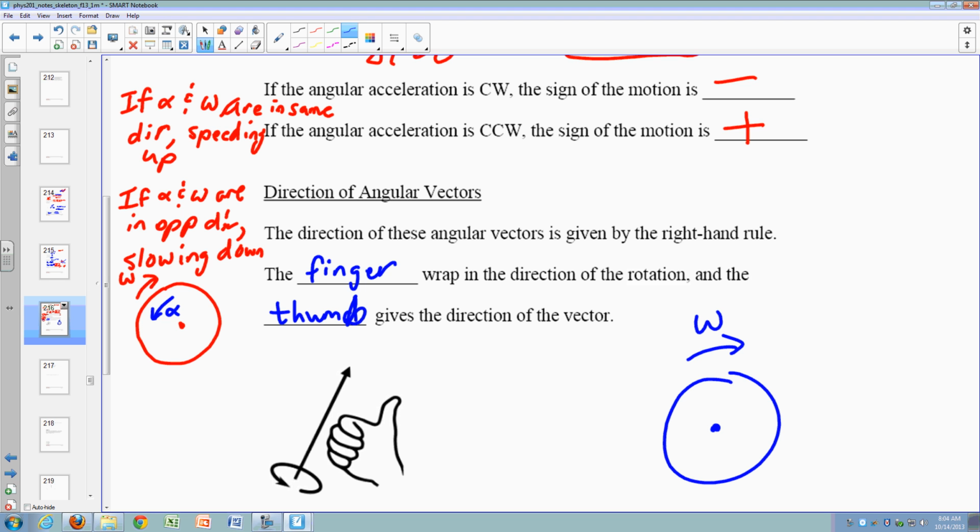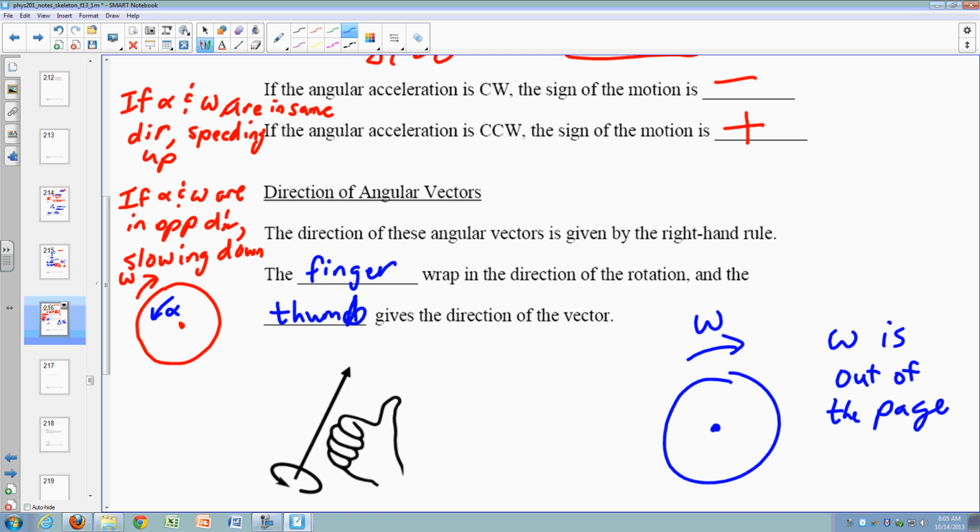What we're going to take instead is, we'll let our fingers go in the direction of omega, and then our thumb gives the direction of the vector. All right, so the direction of omega is out of the page. So omega is out of the page.